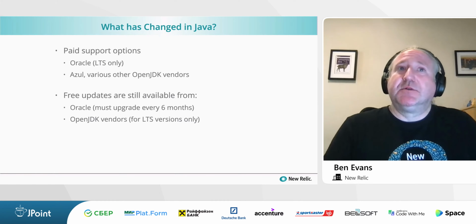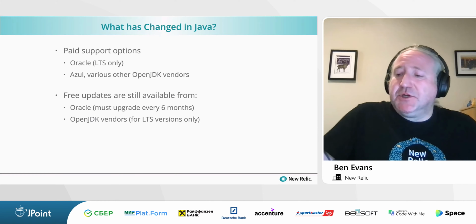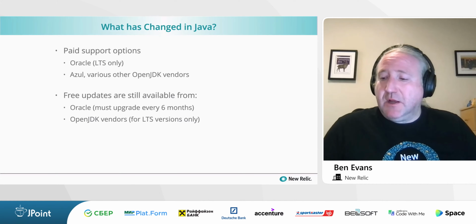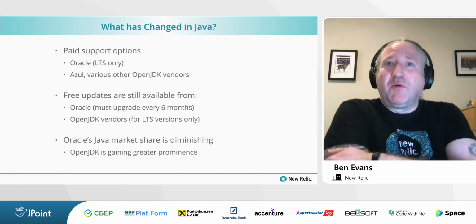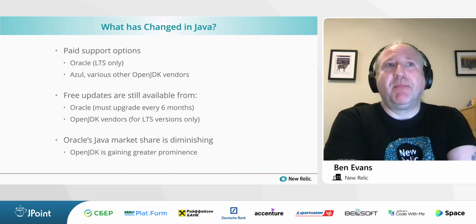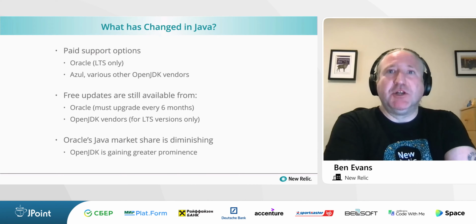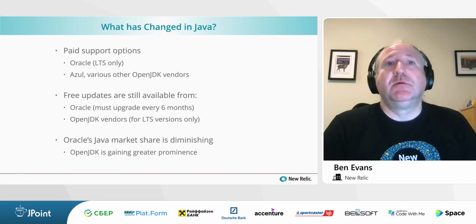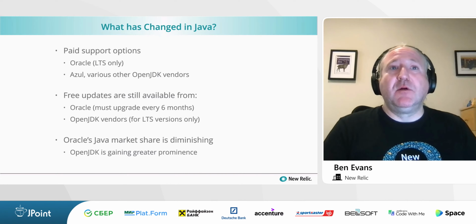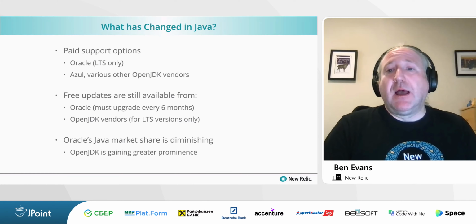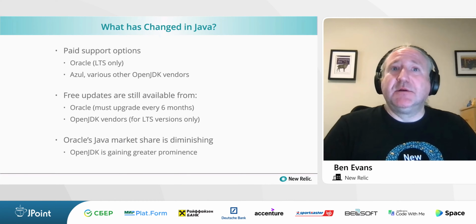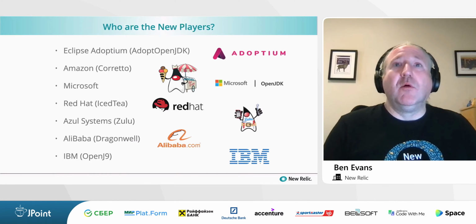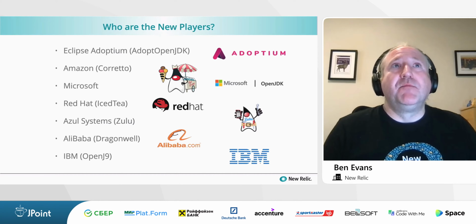So what's the effect of this? What do we think has happened because of the change in this approach? Well, maybe it isn't a surprise, and I'm not giving too much of a spoiler here for the data that I'm going to show you in a minute. But Oracle's Java market share is diminishing, and it's diminishing quite a lot. OpenJDK is gaining greater and greater prominence, and this isn't just one company or one project which is gaining greater prominence. Instead, there are a whole host of new people who are involved in OpenJDK now.